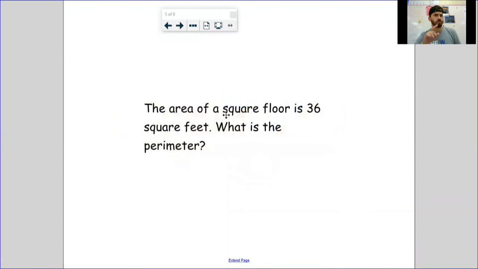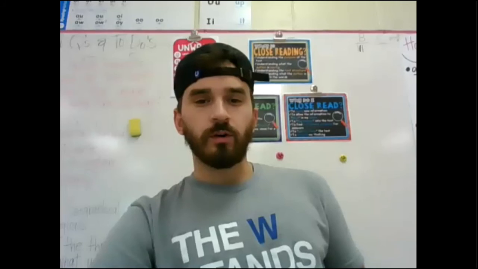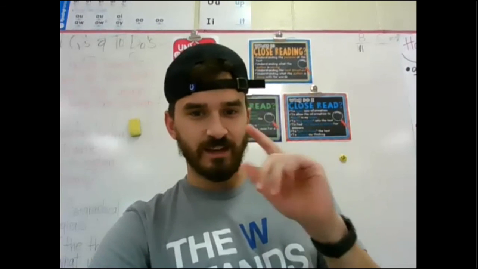And I'm pretty sure we did one like this in Fam 5. So it says the area of a square floor is 36 square feet. What is the perimeter? One more time. The area of a square floor is 36 square feet, square floor. What is the perimeter? So again, guys, if you can answer that one correctly, question of the day, send it to me.